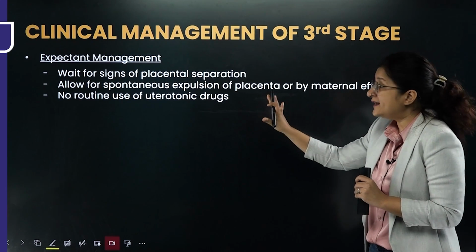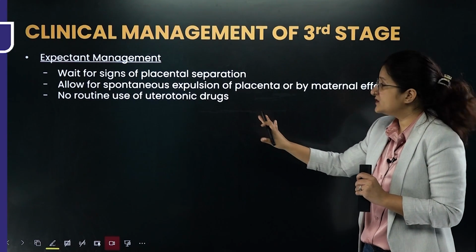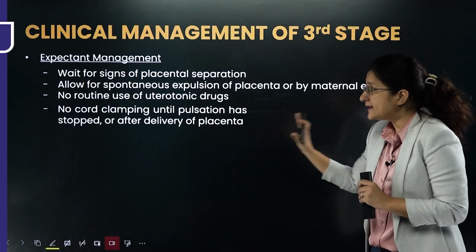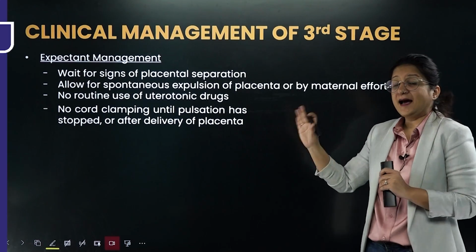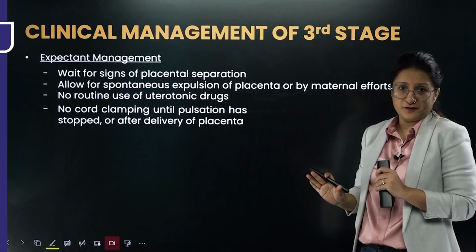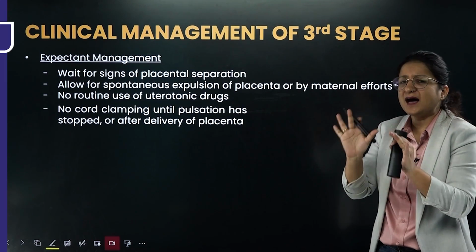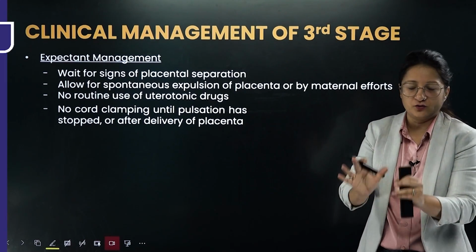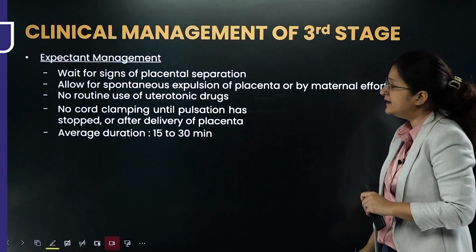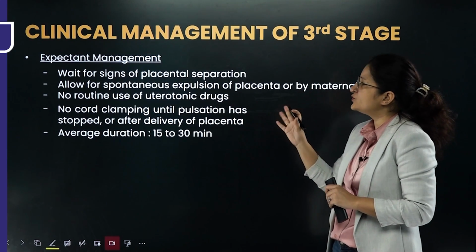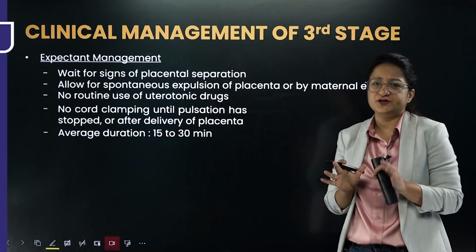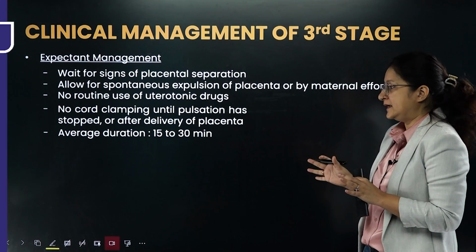There is no routine use of uterotonic drugs in this situation. No cord clamping until the pulsation has stopped or even after delivery of the placenta. So just allow the natural childbirth without any hands on the patient, without any intervention unless indicated. And with this expectant management, the average duration of the third stage is about 15 to 30 minutes.